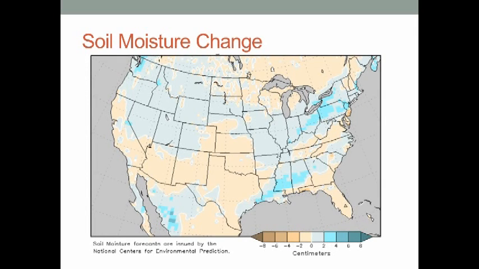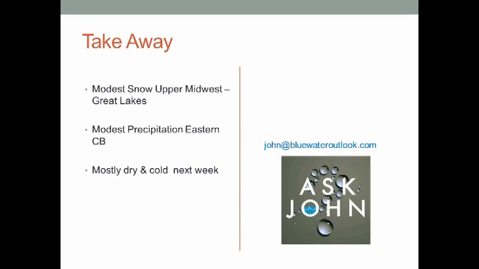And here's the forecast for the upcoming week. I think these lighter shades are really not a whole lot of change one way or the other. So with the exception of the far eastern Corn Belt, where there could be some increase in upper soil moisture, it looks like most of the Corn Belt will experience neutral conditions over the next week.